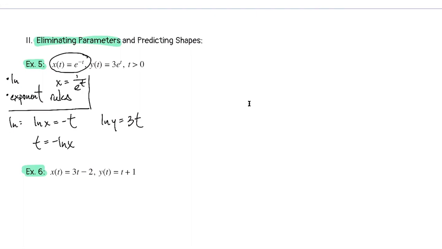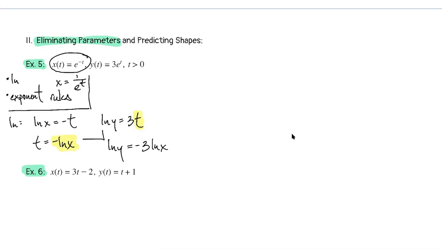Plug it into the 3t. Okay, so everywhere where we see a t, we're going to replace it with negative natural log of x. So these two together would give me natural log y equals negative 3 natural log x. Exactly.